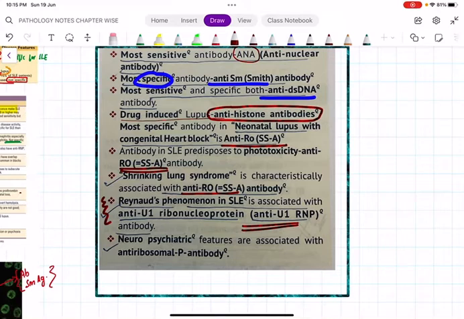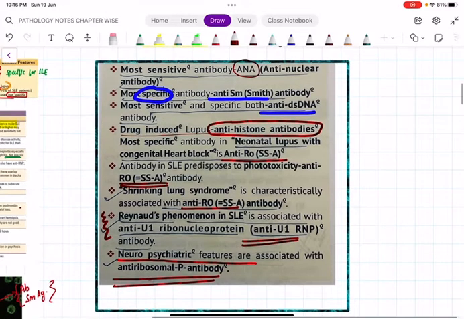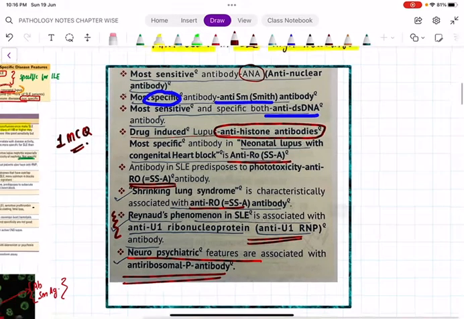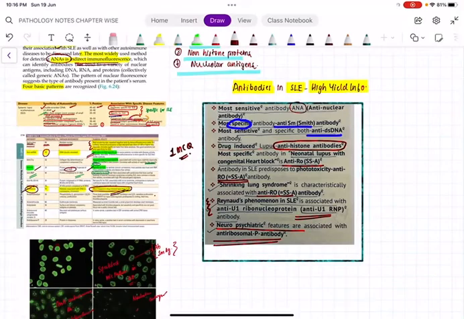And as I told you in the last class, SLE is a systemic disease, so it has a lot of CNS manifestations like neurological deficit, cognitive dysfunction and other CNS abnormalities. So the neuropsychiatric features will be associated with the anti-ribosomal P antibody. Please go through this table again and again, write it on a piece of paper and revise it frequently. One MCQ is a must from this table. So that is the first thing I would like to revise.